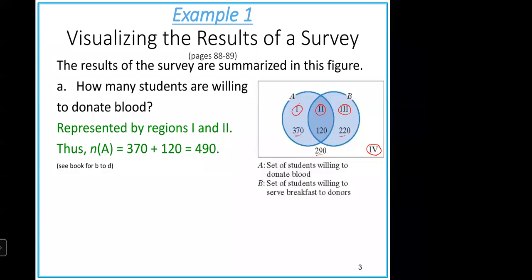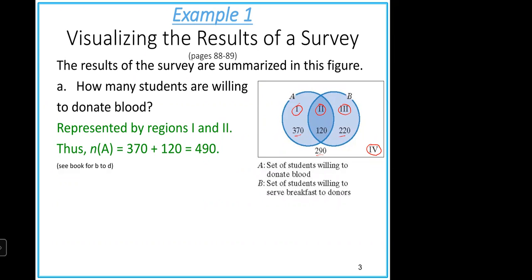Okay, Miss Pratt, can you answer that question? I don't see Miss Fernanda. How many students are willing to donate blood? The question is D. It says, how many students are willing to donate blood or serve breakfast? So would that be the 370 plus the 120, and give us a total?